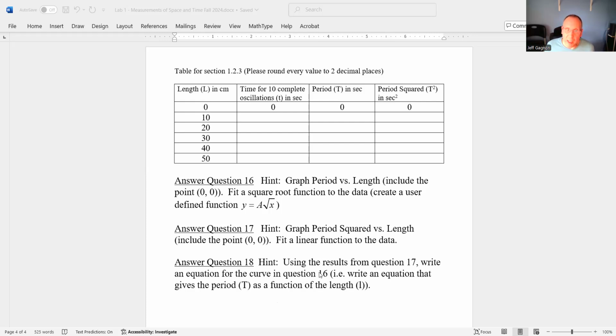You want to come up with an equation that gives the period as a function of the length. And we know it's going to be T equals square root of m times square root of L, but now you know your slope, you know your m. You have that from question 17, from the period squared versus length graph. So you can plug in your particular value for m here, and then you can get your exact function. It'll be T equals whatever the square root of your slope value is, times square root of L. Typically, it'll be somewhere around T equals 0.2 times square root of L.